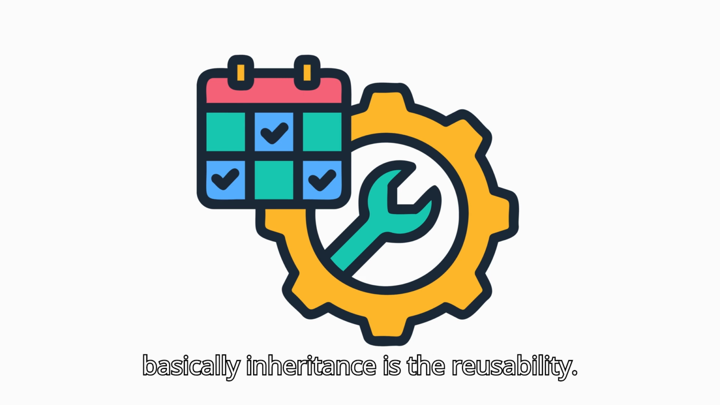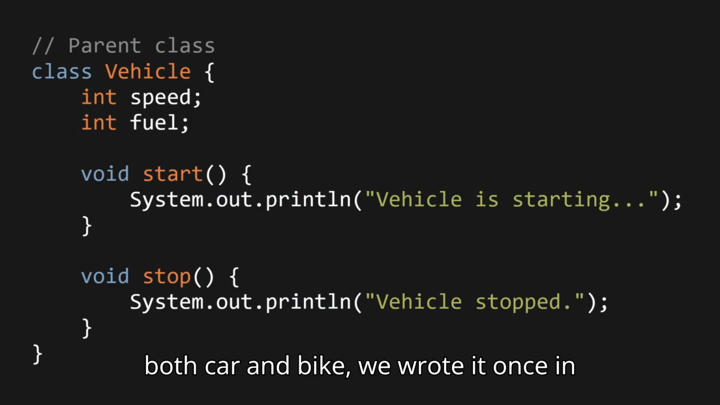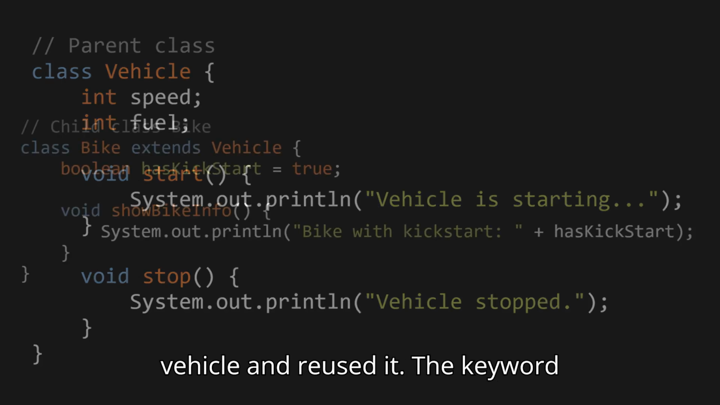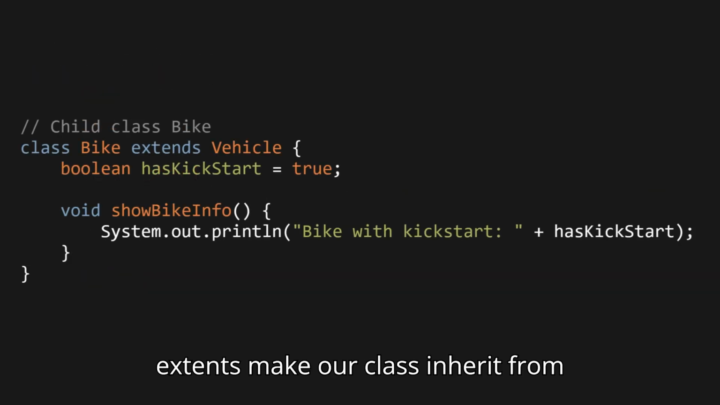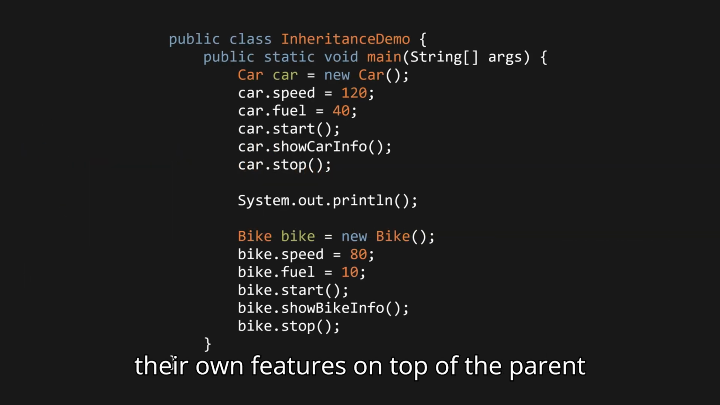So basically inheritance is reusability. Instead of writing speed and fuel for both car and bike, we wrote it once in Vehicle and reused it. The keyword extends makes our class inherit from another class. Child classes can add their own features on top of the parent features.